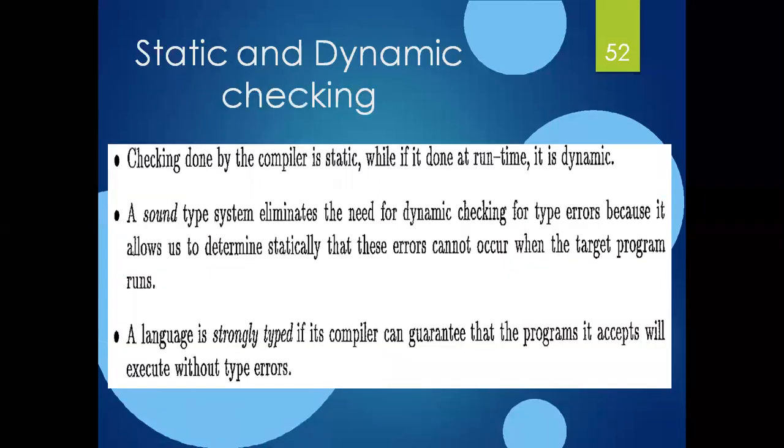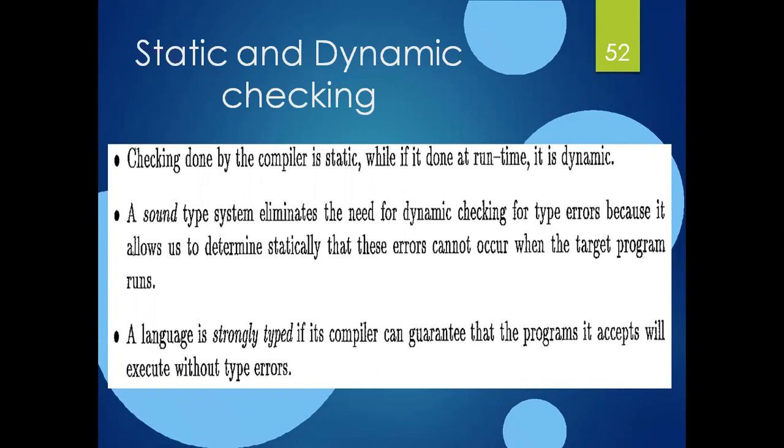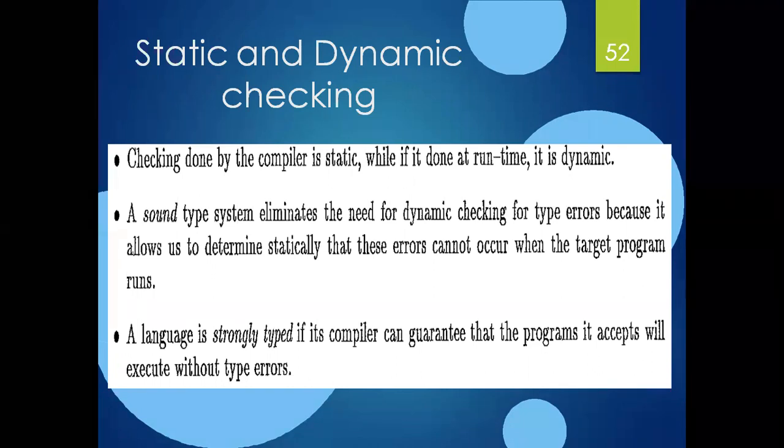And what static and dynamic checking is, you all need to know when to perform static checking and when to perform dynamic checking. Checking done by the compiler is static, and checking done at runtime is dynamic. Make a note of this. That means at compilation we can easily find out the errors, right?